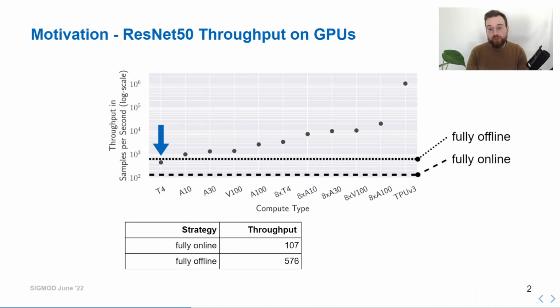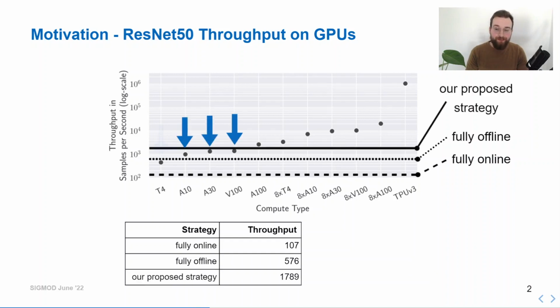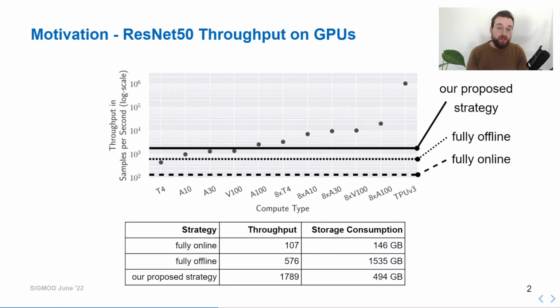However, with our proposed strategy, which splits the pipeline somewhere in between, we managed to achieve a throughput of approximately 1,800 SPS. This supports 3 more GPUs, the A10, the A30 and the V100, all while staying on the same CPU hardware. Now, one might say that we argue in bad faith here, as we do not compare the other significant trade-off, which is the storage consumption. However, here too, we actually take 3 times less storage consumption compared to the offline processing, while being 3 times faster. So, I hope this was enough of a motivation as to why we focus on this topic, so let's introduce our contributions.